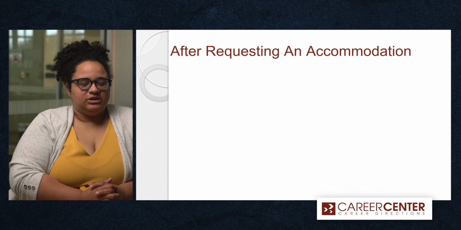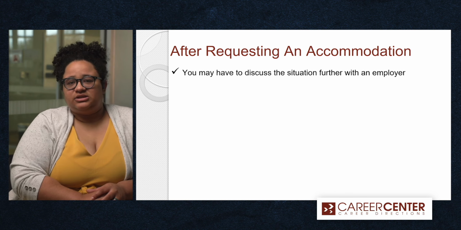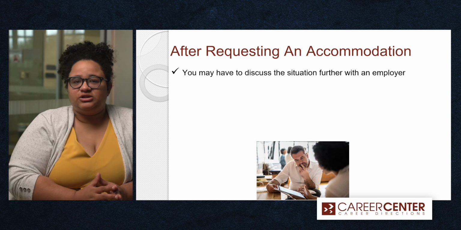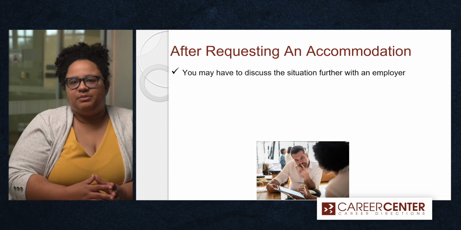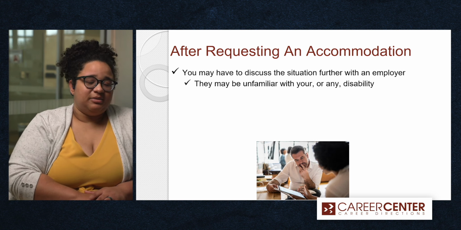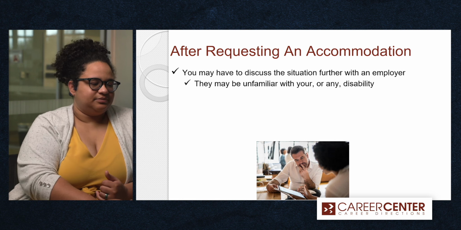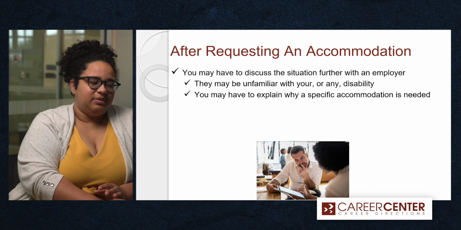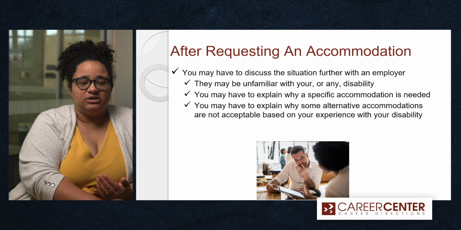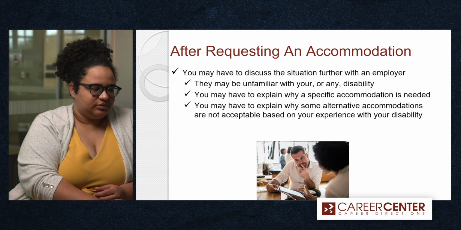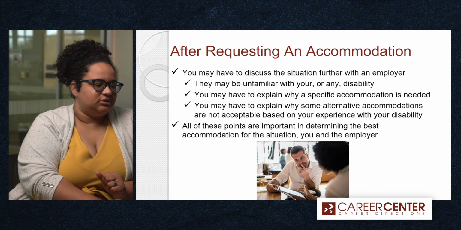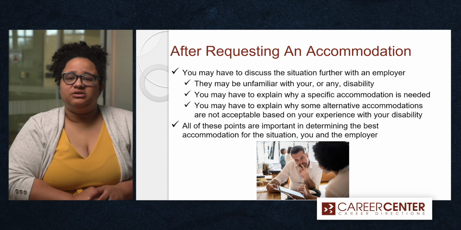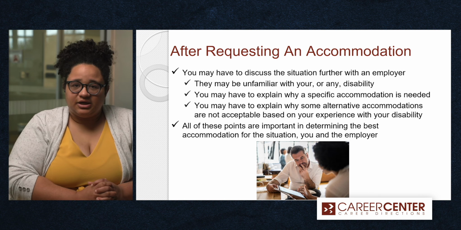After requesting an accommodation, you may have to discuss the situation further with your employer. This could be your boss, your supervisor, HR, whatever the process that company has. Because they may be unfamiliar with your disability, you may have to explain why you need this specific accommodation. You may have to explain why some alternative accommodations will not be adequate for you. All of these points are very important in determining the best accommodation. Again, you don't have to specify any personal details, you just have to say it's not adequate.